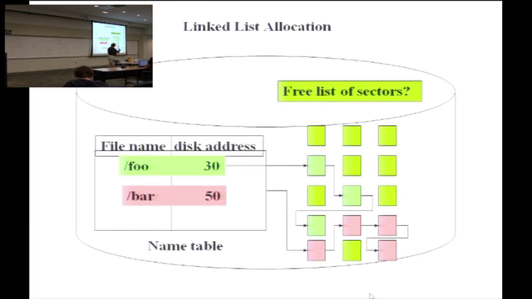And so what is the free list of sectors? That's another linked list. Just like in the case of page-based memory management, we have a free list of free pages, you're going to have a free list of sectors or free list of disk blocks from which you can allocate anytime you want to allocate a particular block to a file that is growing.